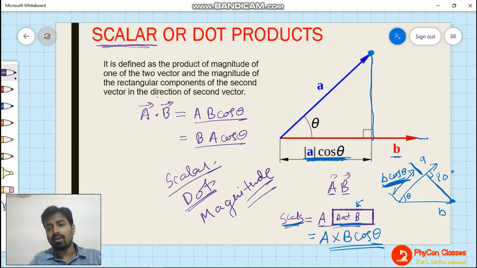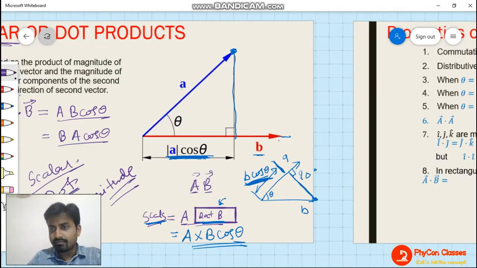Understand? So either you take the rectangular component of B on A, or you take the rectangular component of A on B. In both ways, you are going to get the same result. Either it will be A B cos theta or it will be B A cos theta, but the final answer that you are going to get is going to be the same. Clear? Now moving on to the next slide.